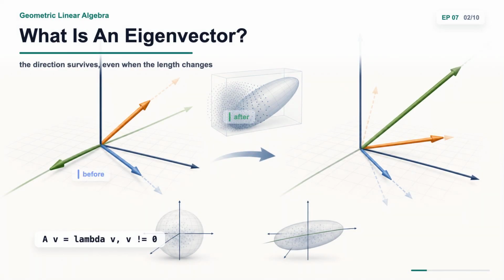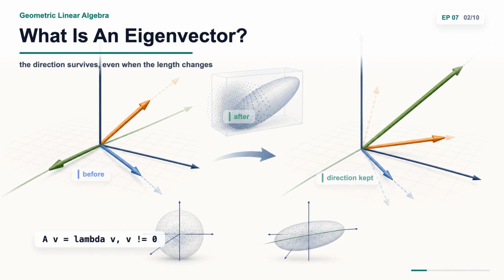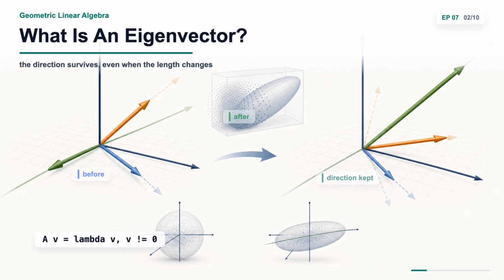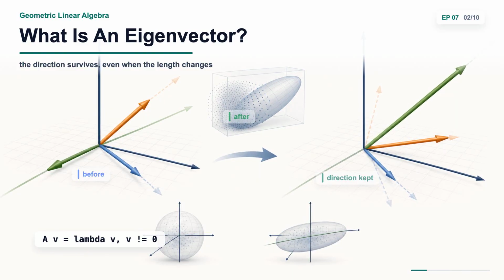An eigenvector is not special because of where its arrow ends. It is special because of its direction. After the matrix acts, the output vector still lies on the same line through the origin. That is why the zero vector is excluded. It has no direction to preserve.